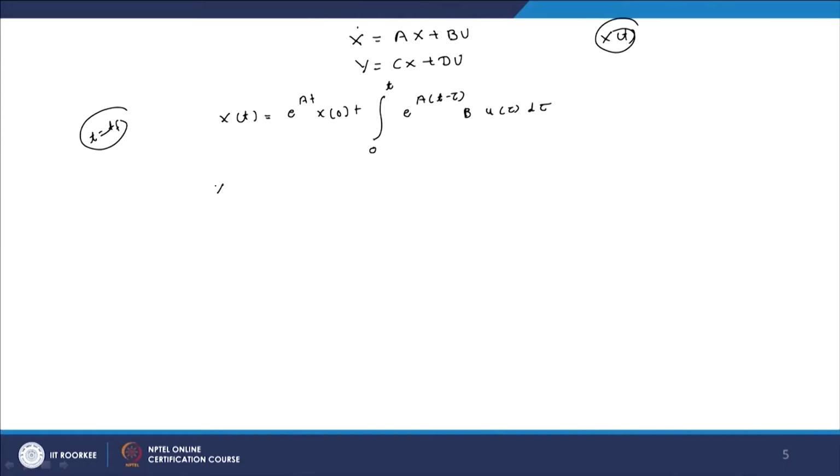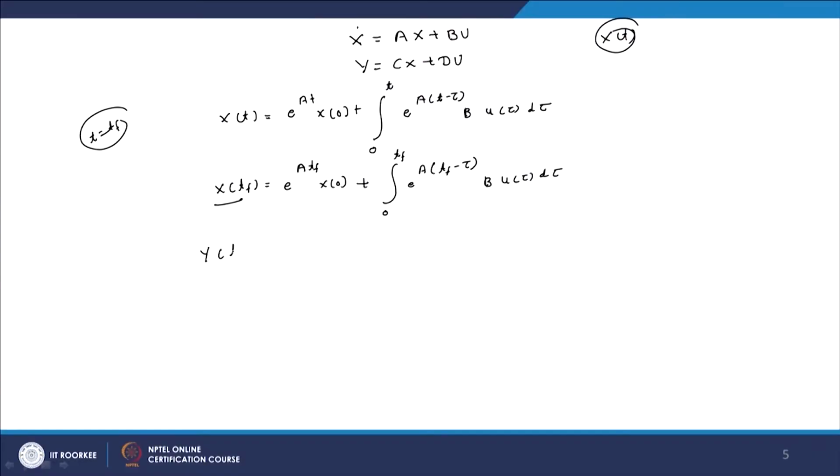Now we can write this as x of Tf equals e raised to A Tf times x of 0, plus the integral from 0 to Tf of e raised to A into Tf minus tau, B u of tau d tau. Now see, in every equation we write, t has been replaced by Tf everywhere.